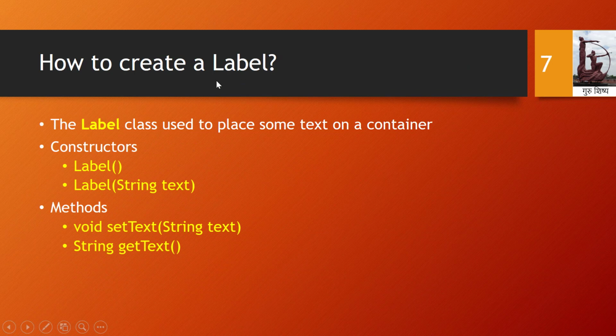We start with the label component. The Label class is used to place some text on the container. The constructors are like this: we can have the blank or default constructor. Then we can have a parameterized constructor where we can define some text. And if you have not given some text, you want to change the text, you can do that. Or if you want to fetch the text, you can do that also.